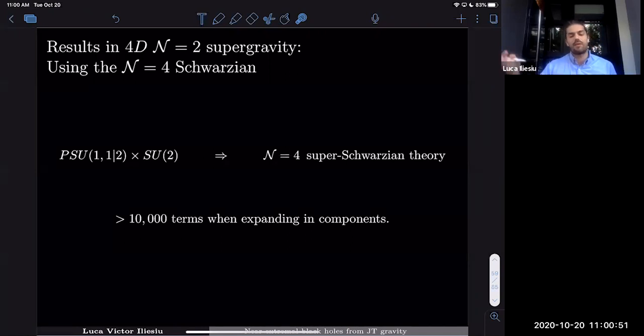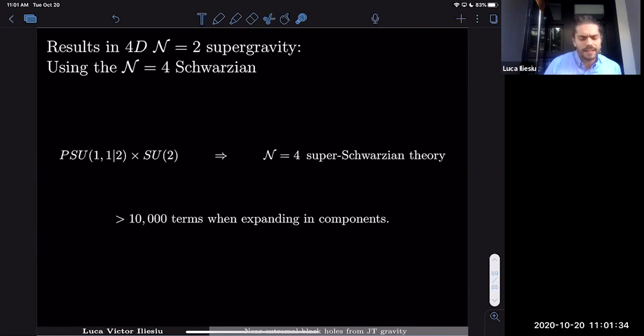But luckily, the techniques that were used to quantize the Schwarzian theory, which was the localization technique, only rely on the quadratic terms in the action. So if you expand around the saddle point of the action, you only need to keep the quadratic terms in order to fully capture the quantization of the theory. So this provides us with a great simplification, coming from the fact that the integration space associated to the n equal 4 super Schwarzian also allows for the same localization technique to be used.